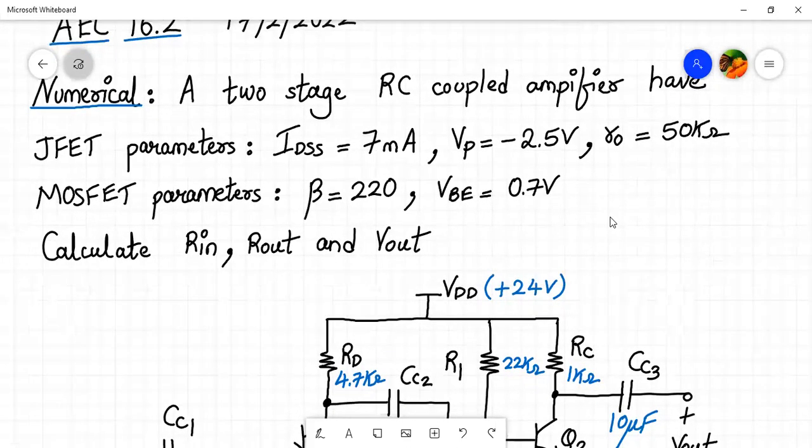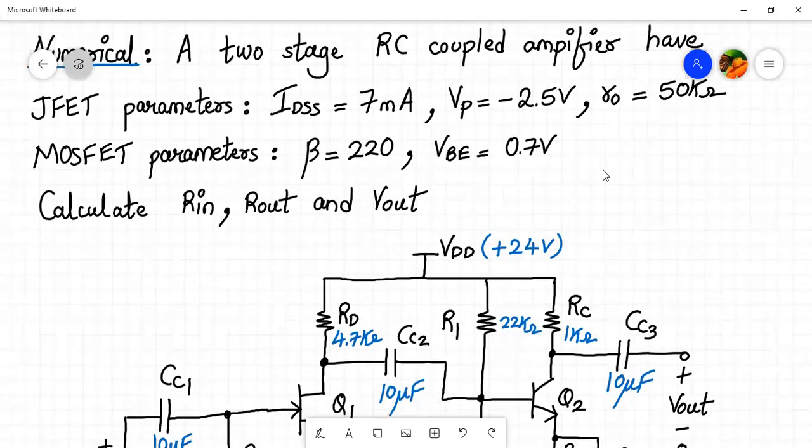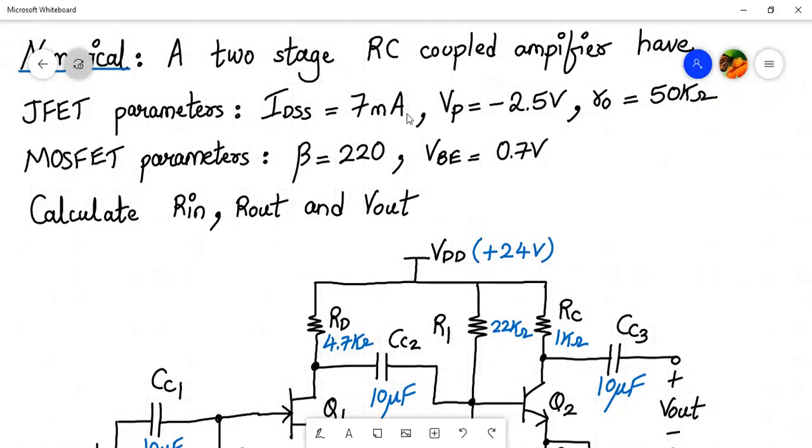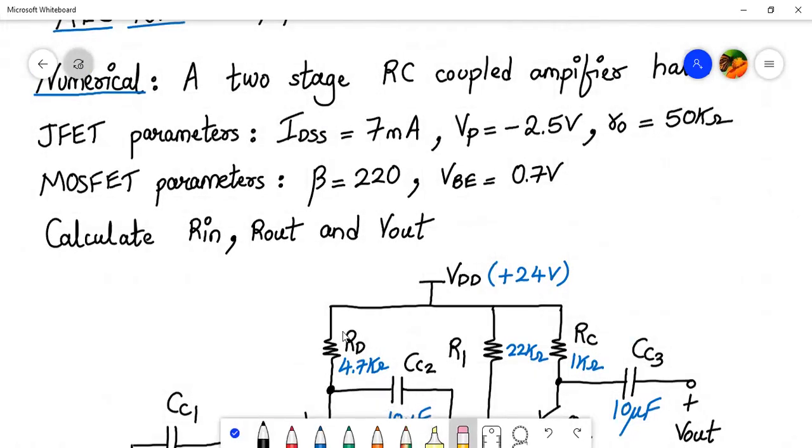So let us start. A two-stage RC coupled amplifier has JFET parameters as IDSS equal to 7 milliamperes, VP equal to minus 2.5 volt, RO equal to 50 kilo ohms. And here, instead of MOSFET, there is an error, there is a BJT. So over here we have to write the BJT parameters: beta equal to 220 and VBE is equal to 0.7. Now if they don't give a value of RO, we have to assume the value of RO as infinite. So always remember, if they don't mention the value of RO, we have to assume it to be infinite.